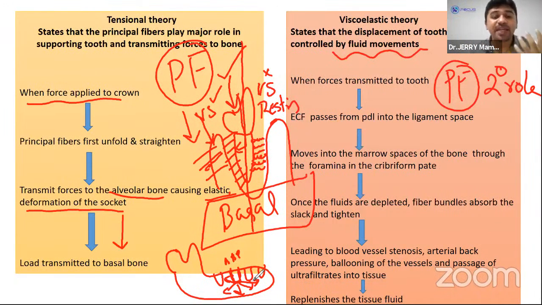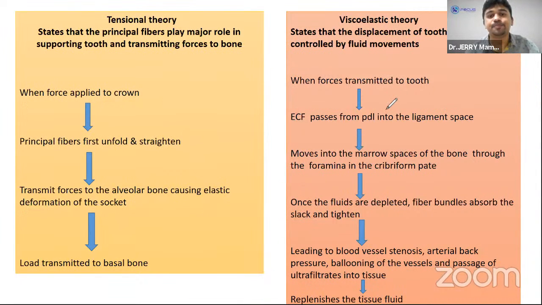You understood what is happening in tensional theory? So when the force comes, first it acts on the PDL. The PDL stretches. As it stretches, it transmits the forces into the alveolar bone proper. It transmits into each of these alveolar sockets. The alveolar sockets try to undergo elastic deformation and to dissipate the force. If the force is too much, then from here it is transferred on to the basal bone for the forces to be dissipated. That is your tensional theory. Okay, I hope that is clear.